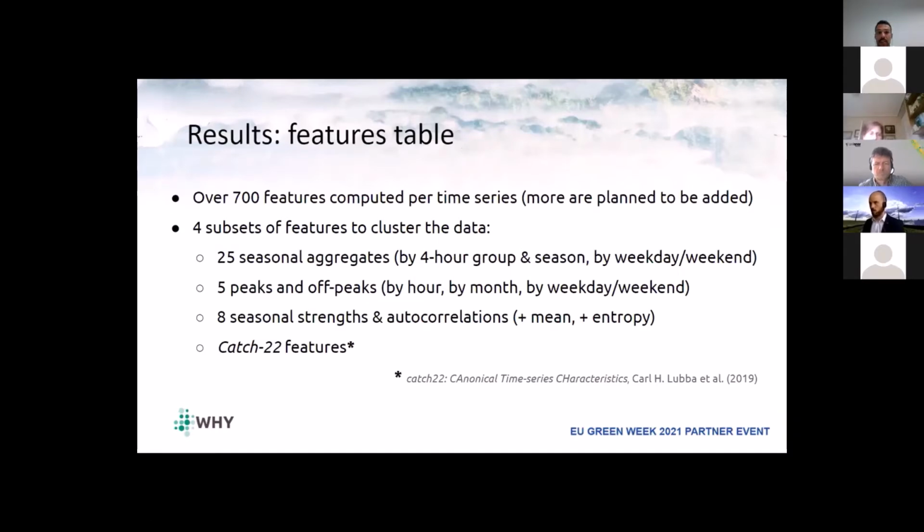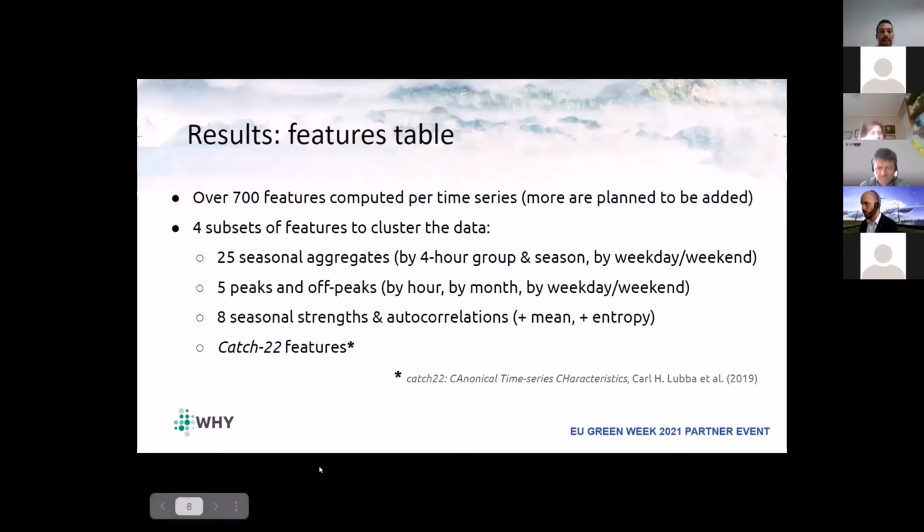As for the features, we have so far computed more than 700 for each time series. However, for our analysis, we have only selected 4 subsets of features. The first subset is what we have called the seasonal aggregates. They represent the mean energy consumption for 24 specific periods of 4 hours and season, such as, for example, the mean consumption from 4 to 8 in summer.